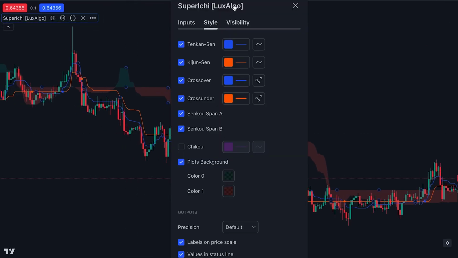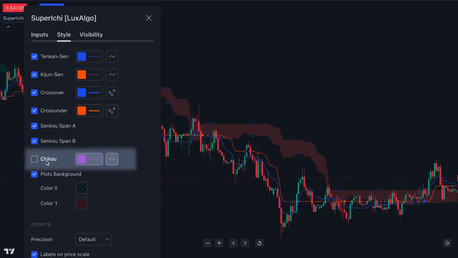If we go into the settings, we can see that the lagging line on this indicator is called the Chikou line and it is off by default. For this strategy, we will have this line enabled since it is much easier to understand here.